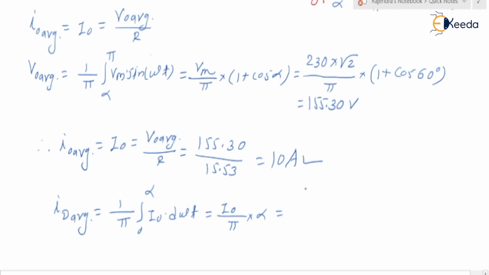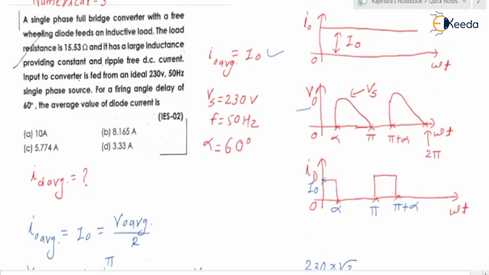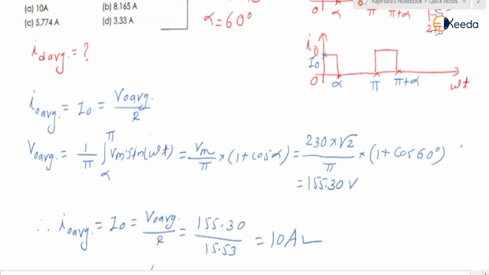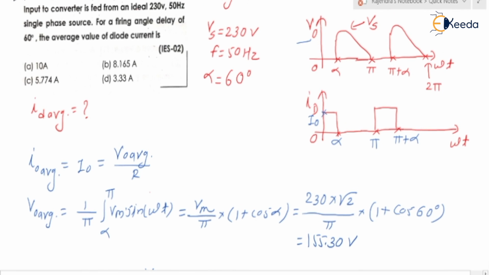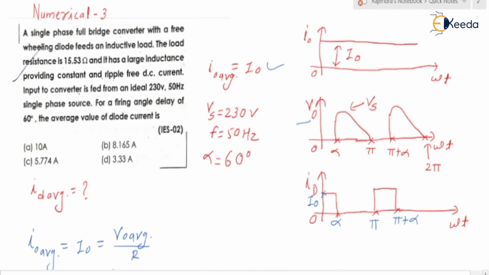Alpha is 60 degrees, so its radian value will be pi by 3. So it is 10 into pi by 3 divided by pi. Pi will get cancelled, so it is equal to 3.33 ampere. Is this clear? So ID average, that is the average value of the diode current, is equal to 3.33 ampere. If you check the options, the correct option is option D, which is 3.33 ampere.